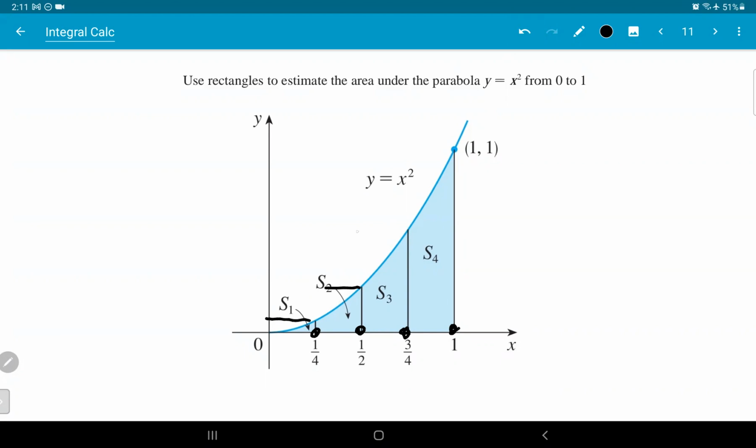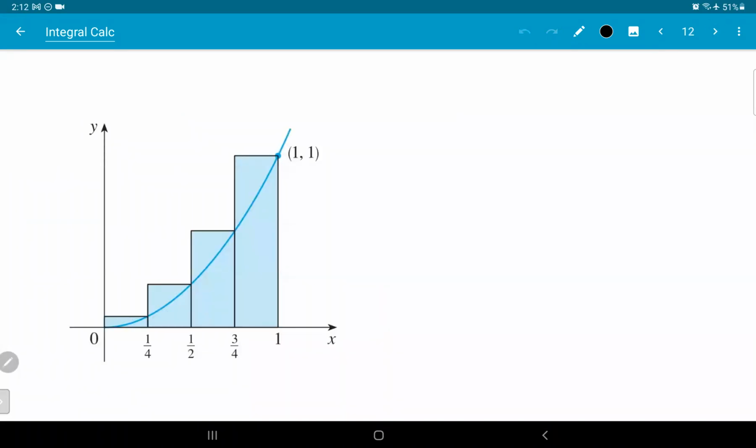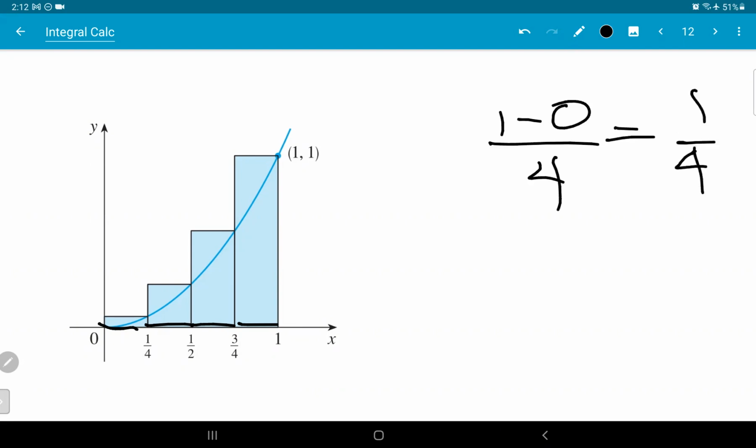Okay, you use those as heights of your rectangles, and then you compute the area of those rectangles to estimate, actually overestimate, the area under the curve. So it will look something like this. We use the right endpoints, and then we compute the areas of each of those rectangles and sum them up. So how do we do that? Base times height. So each rectangle has a base of 1/4, right? Because we divided the interval from 0 to 1 into 4 equal subintervals. So each has a base or length of 1/4.